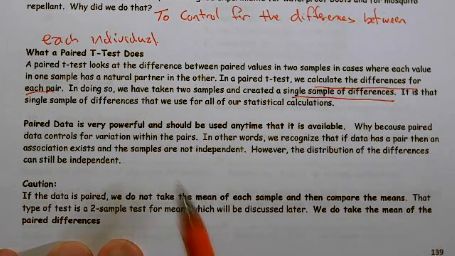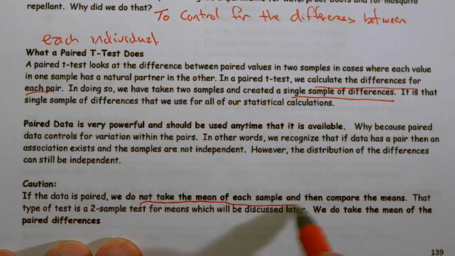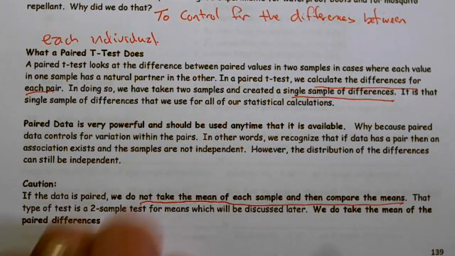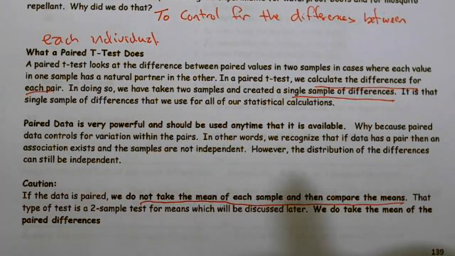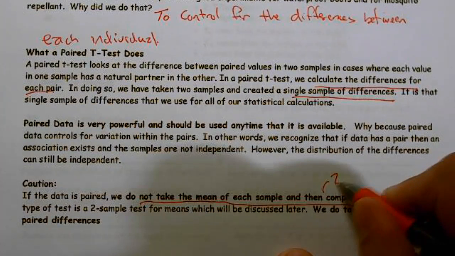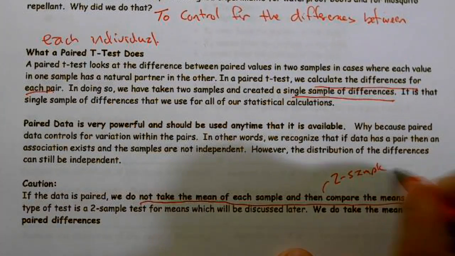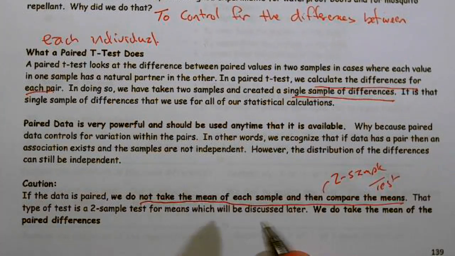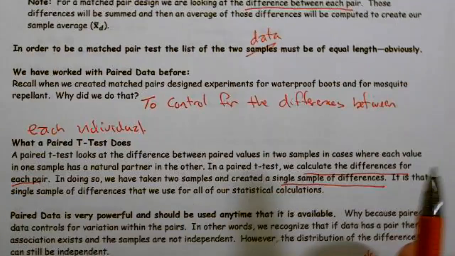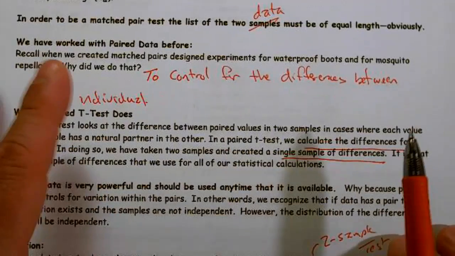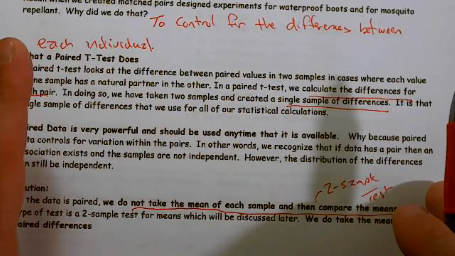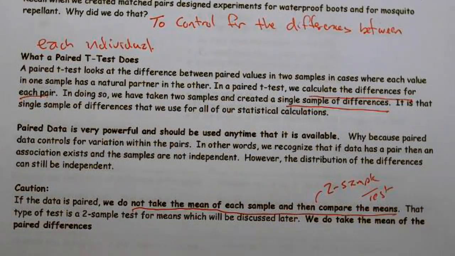It's also important to note, we do not take the mean of each sample and then compare the means, all right? If we take the mean of each sample and compare the means, that's a 2-sample test. In a paired test, we're subtracting for each individual, and we're going to take the mean of all those differences. All right. So in the next video, we will do scenario 1 and go through that.